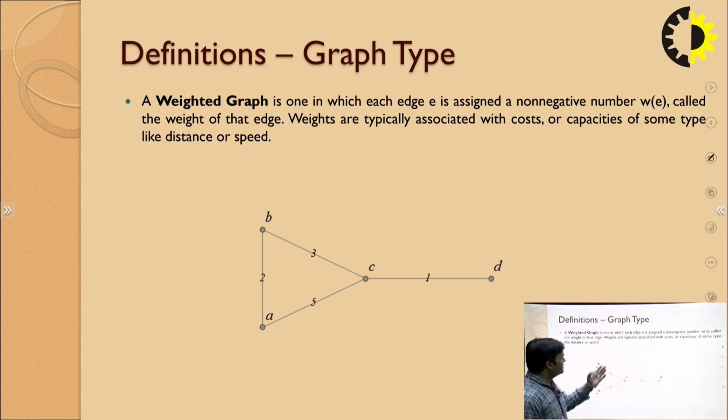A weighted graph is one in which each edge is assigned a non-negative number called the weight of that edge. Weights are typically associated with cost, capacity, distance or speed. For example, B and C have weight 3, C and D have weight 1, C to A has weight 5, and B to A has weight 2.